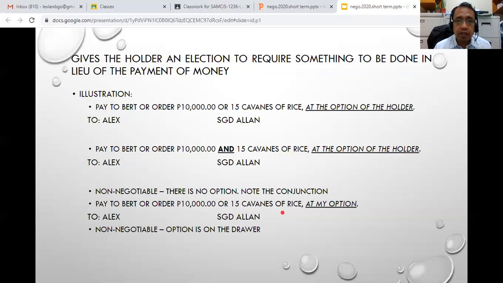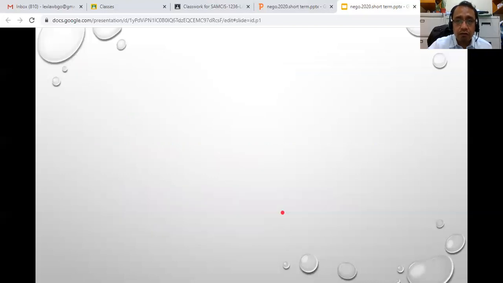In this situation, it is the holder or the possessor who has the right to choose which of those subject matters will be delivered by the person primarily liable. What will the maker give? What will the acceptor give? It is not the acceptor, not the maker, and not the drawer who chooses what to give. The one who chooses what will be given is the possessor or the holder of the instrument itself.